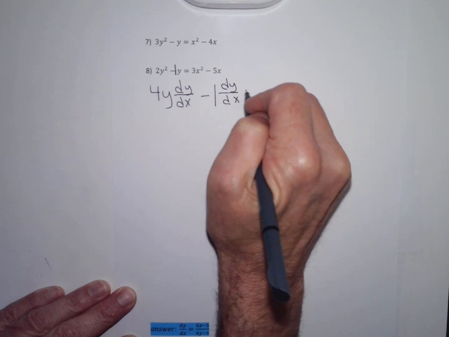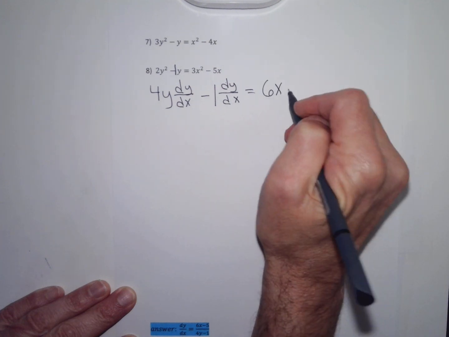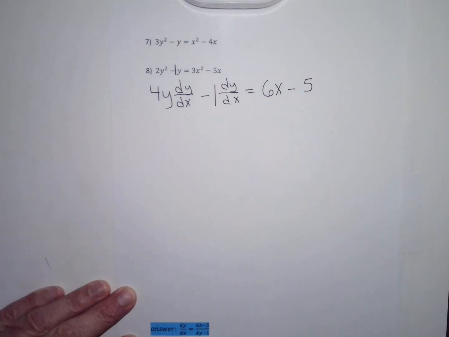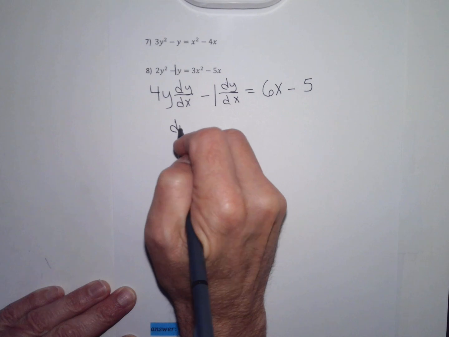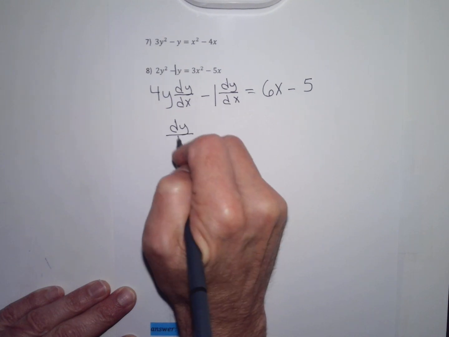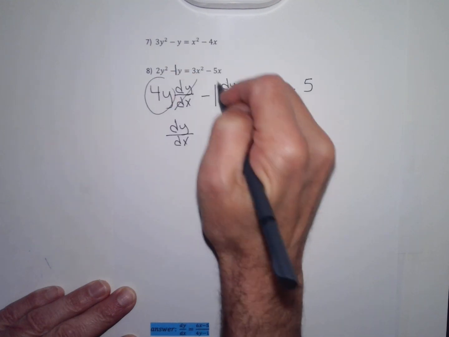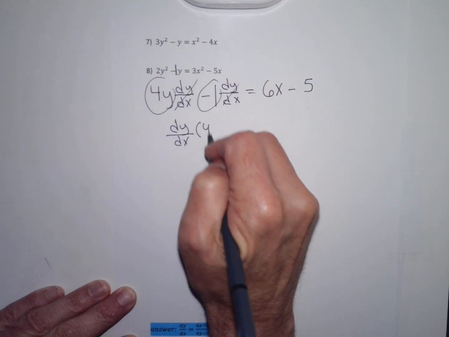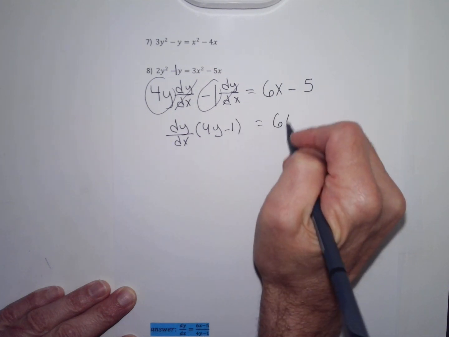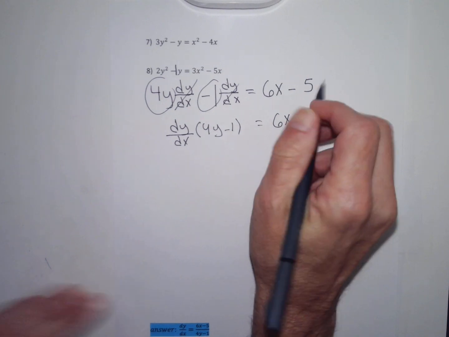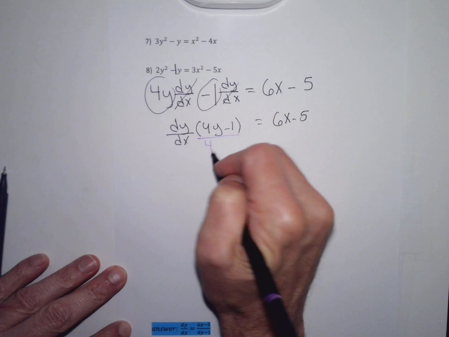To the right of the equal sign, the derivative of 3x squared is 6x. The derivative of minus 5x is minus 5. Now I'm going to pull out my common factor of dy dx on the left side. And when I factor out that common factor, I'm left with a 4y minus 1 inside my parentheses. There are no common factors here. I'm going to solve for dy dx by dividing both sides by 4y minus 1.